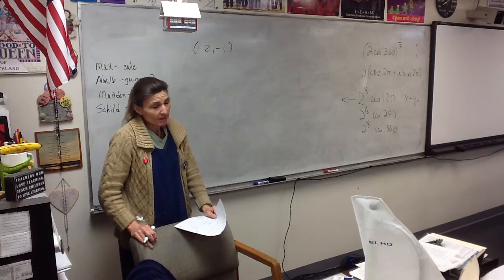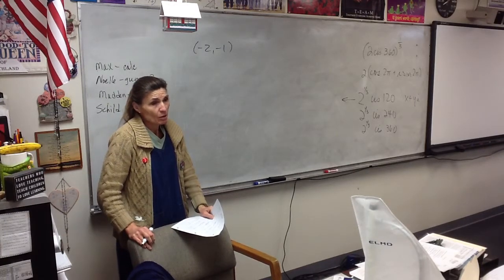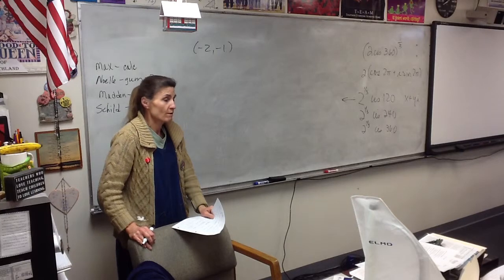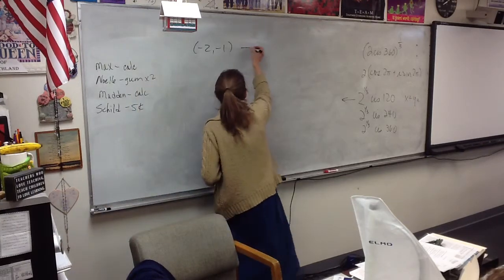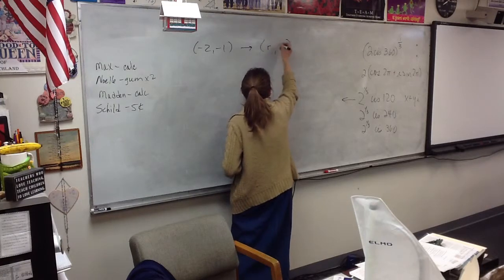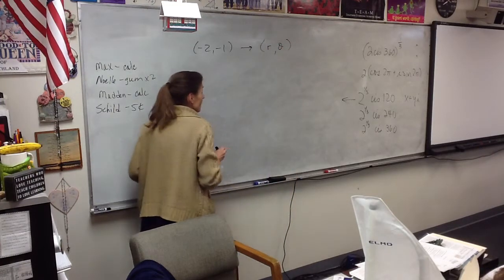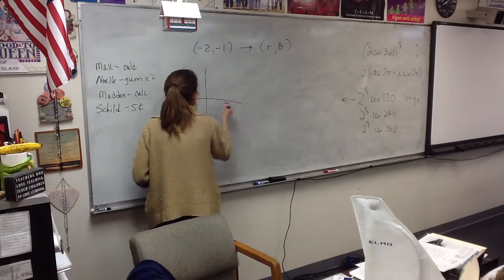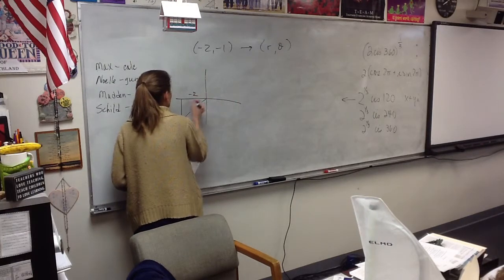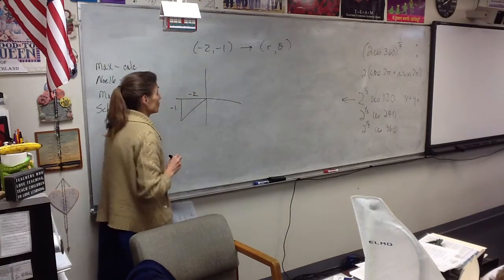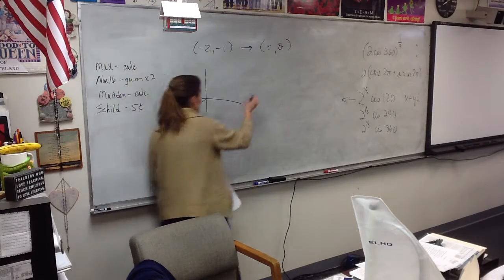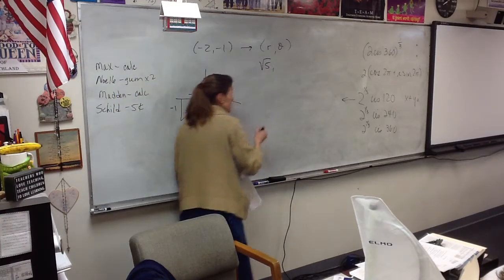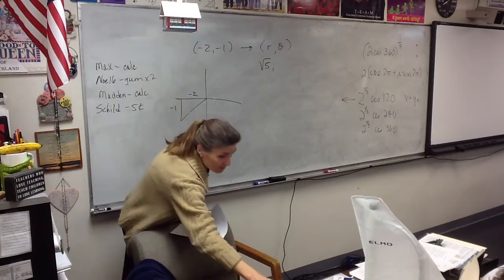Everybody should have an idea about this. What are we looking for if we're looking for polar coordinates? The r and the theta. We are looking for r and theta, and we can find r and theta real easily by drawing a little picture. What's r? Square root of 5. Now theta we'll need a calculator for.